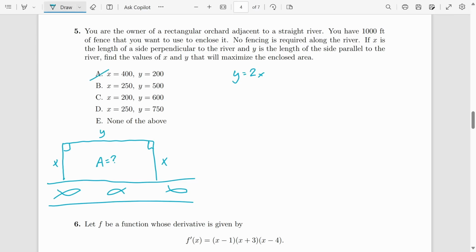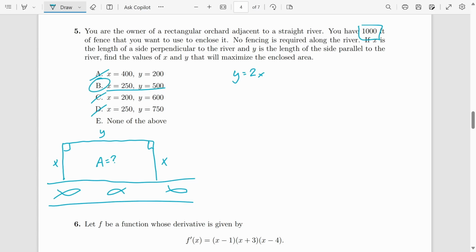A must be out because x must be less than y. B looks very promising actually. X is exactly 1/2 of y, and also if you do 2x plus y, which is how you calculate the total fence used, you get exactly 1,000, which is right up there, so perfect. C is wrong because y is 3 times x. It must be 2 times x. And D is also wrong for the same reason. Y is 3 times x.